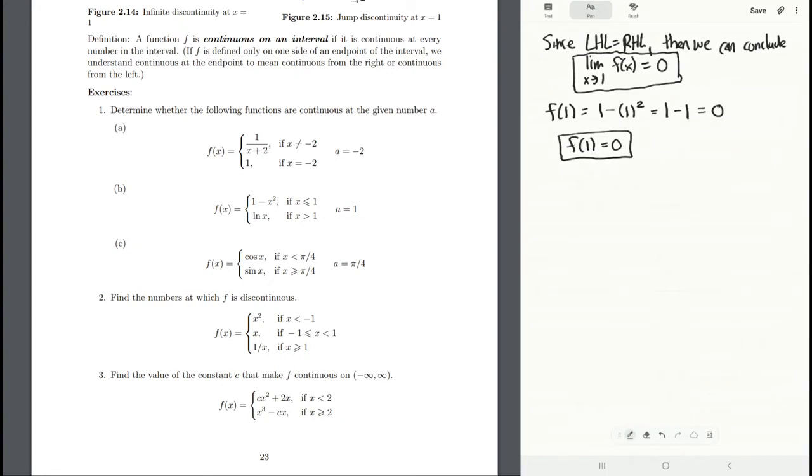And now the last thing to check is if the two-sided limit is the same as the function value at 1. So we see that the two-sided limit is equal to 0, and the function value is also equal to 0. So since the limit as x approaches 1 of f of x is equal to f of 1, then we can conclude that the function is continuous at 1.